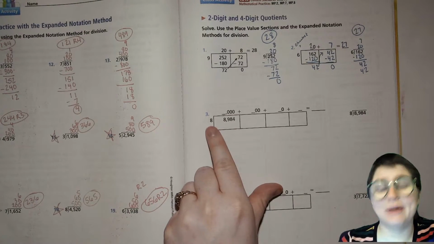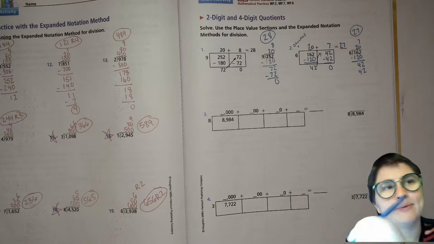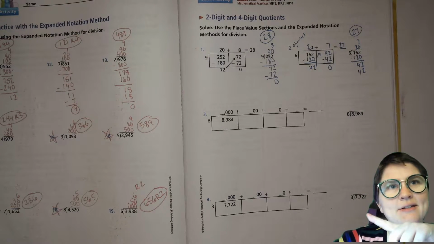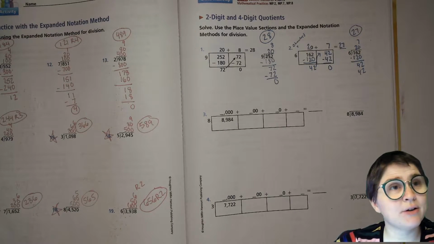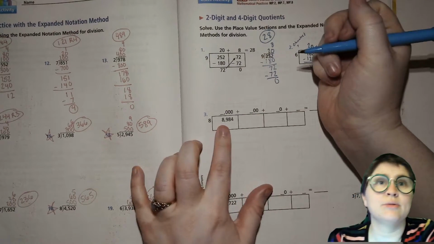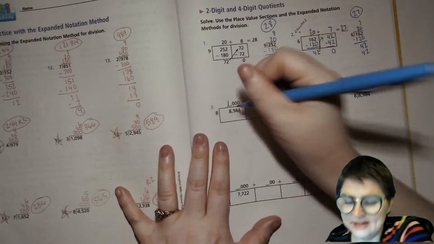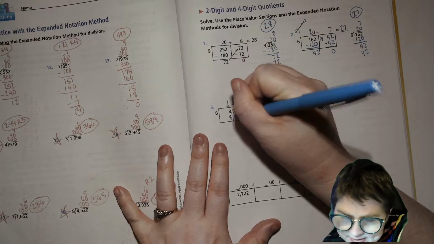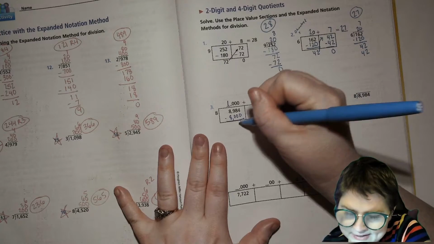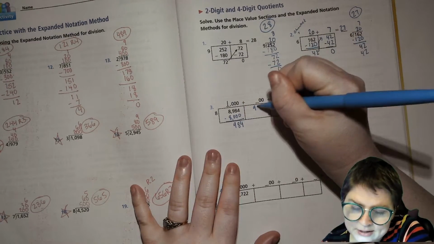8,984 divided by 8. Now the reason we're including thousands here is because, why? What do you think? If it's even 1,000 times 8, 8,000 is not bigger than 8,984, right? So it's at least 1,000, right? So we're going to say, well, really 2,000s would be 16,000. So we're just going to stick with that 1,000, and that gives us 8,000. And then we'll find that difference. 8, 9, 984. 9, 4.